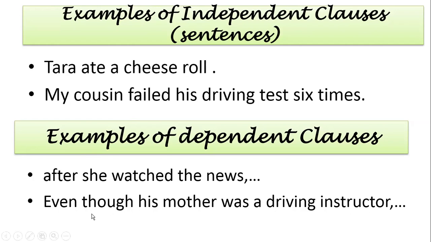Even though his mother was a driving instructor, what happened? Usually dependent clauses start with when, while, after, even though, all these. Then we put a comma, and then if we want to complete the meaning, it's going to be a sentence.